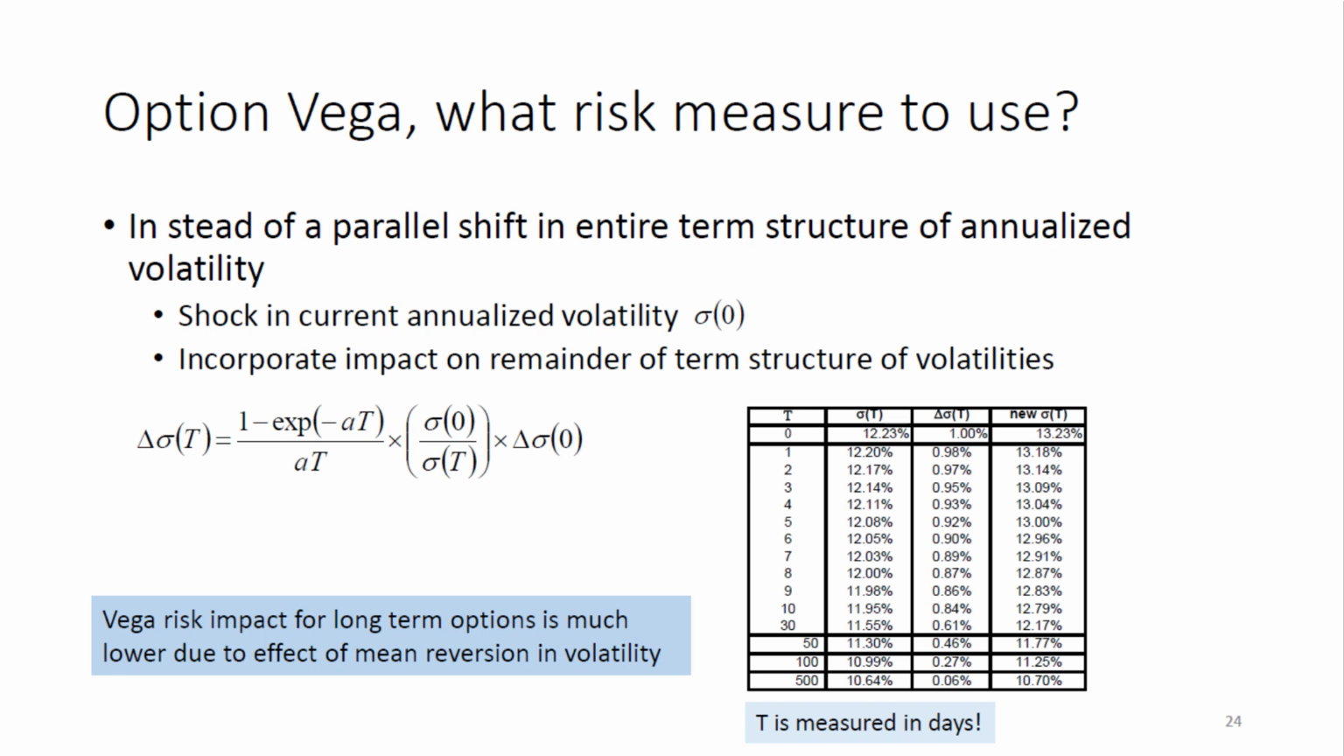So it's an effect that is important to understand, because if I would assume parallel shifts in the entire yield curve, then I would overestimate the risk present in long-term options, because this equation says that actually the vega risk is lower.